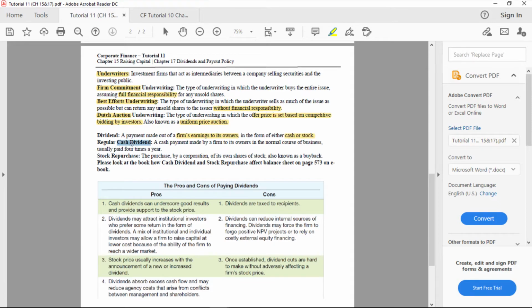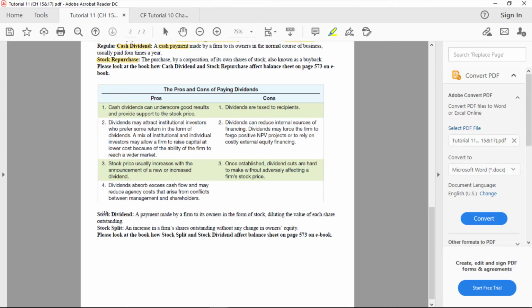The first one is cash dividend, which is a cash payment, and the other is stock dividend. And there is stock repurchase, which is not a dividend. This is the process of the purchase by a corporation of its own shares of stock, known as a buyback. So there are two types of dividend. The first one is cash dividend, and the second type is stock dividend, which allows you to gain more ownership of the firm by owning some more stocks.